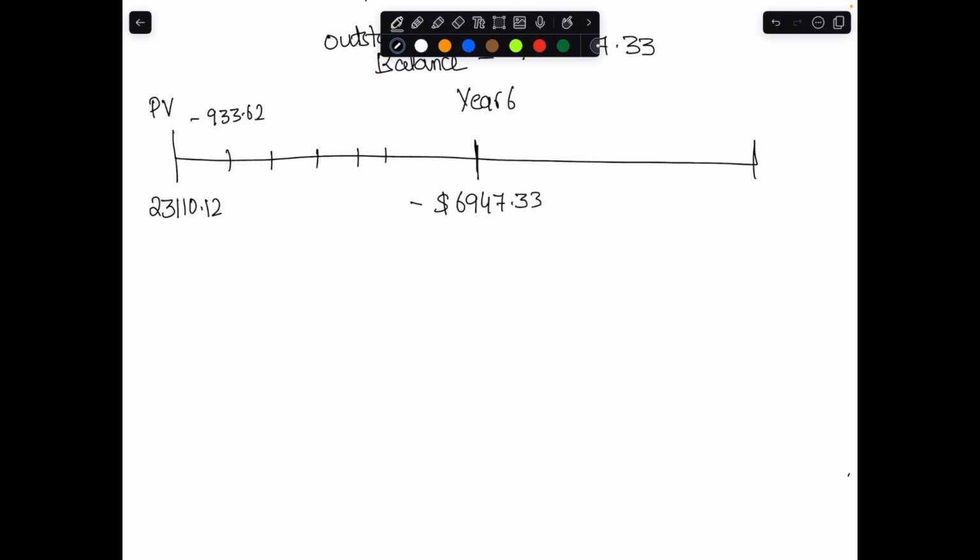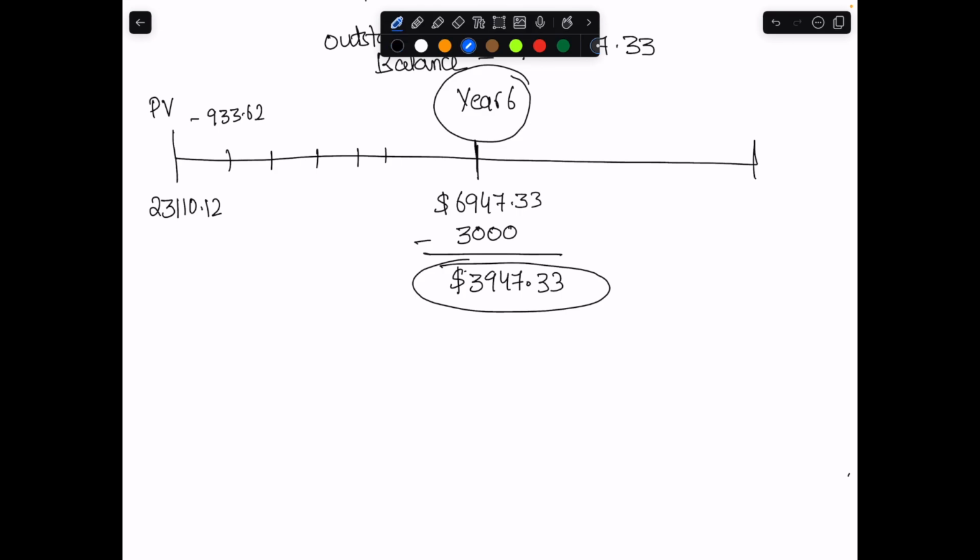Now what Oscar does is he repays $3,000 of this amount at year 6. So this is what Oscar has repaid, and once he has repaid, the remaining amount is 3947.33. This is what is left after year 6. We don't need to discount because now we are standing at year 6. So this is our present value at this point.